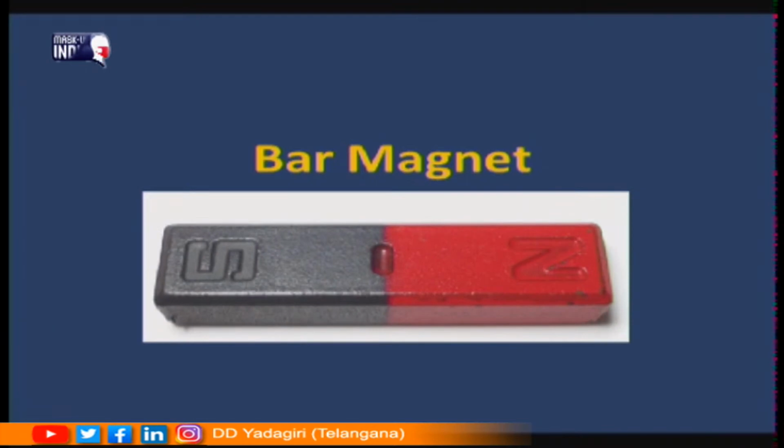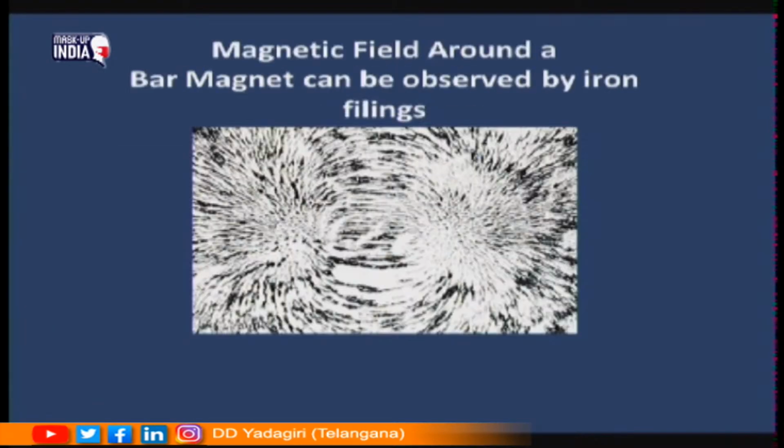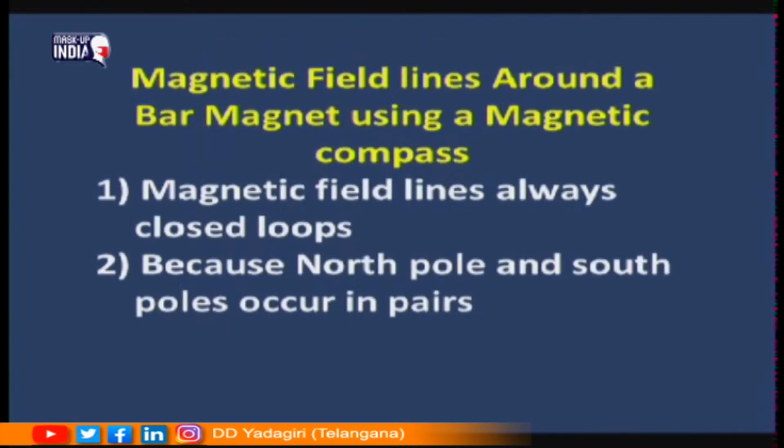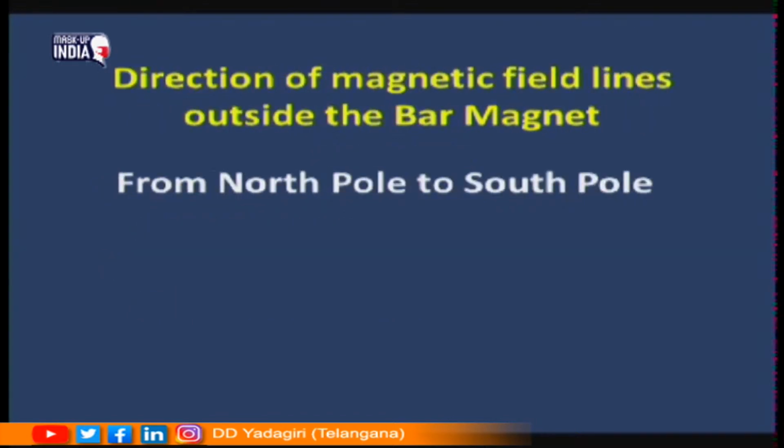We have seen the magnetic field around a bar magnet looks like this, and we observed the same pattern by using iron filings. We have seen how to draw magnetic field lines around a bar magnet by using a magnetic compass. We observed that magnetic field lines always form closed loops. This is because north pole and south pole always occur in pairs.